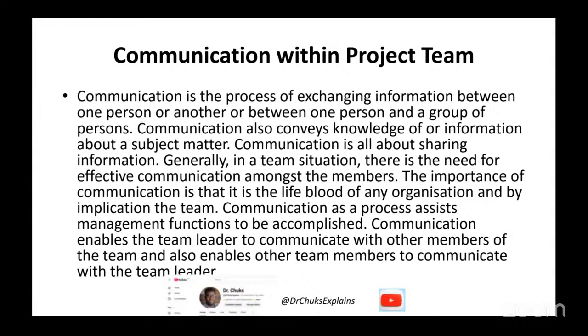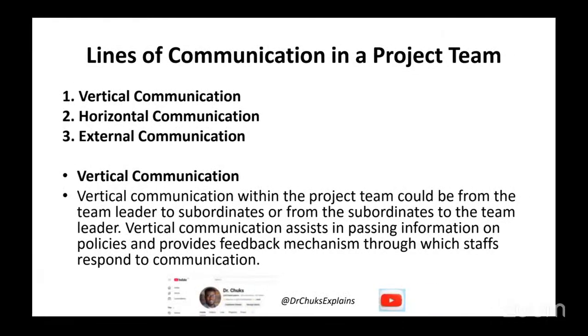Generally, in a team situation, there is a need for effective communication among the members. The importance of communication is that it is the lifeblood of an organization, and by implication, the team. Communication is also referred to as a process, one that assists management to function and to accomplish. Communication enables team leaders to communicate with other members of the team, and also enables other members of the team to communicate with the team leader. So communication is very important in a project team.